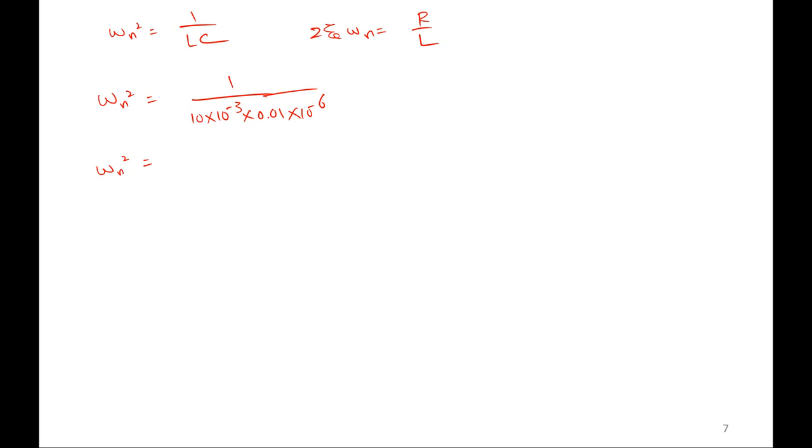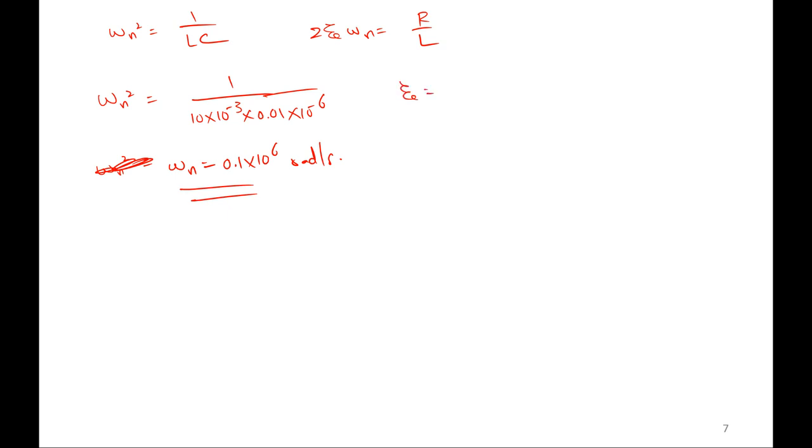Since I want omega n, take the root of that. Omega n equals the root of the answer, which I am getting as 0.1 into 10 to the power of 6 radians per second. Fine. Then, having found omega n, we will find zeta.